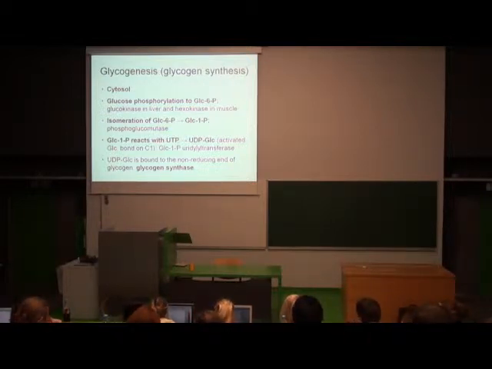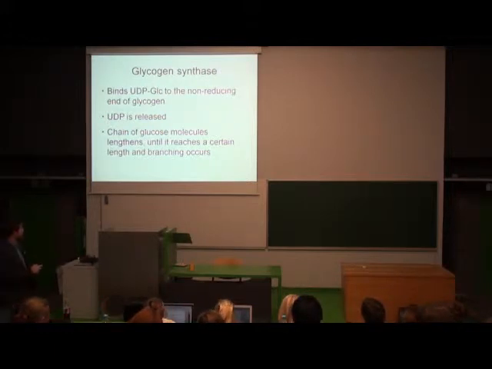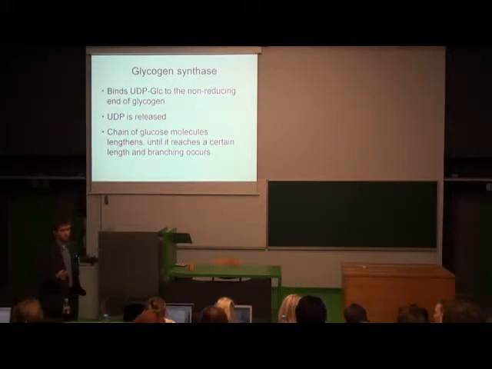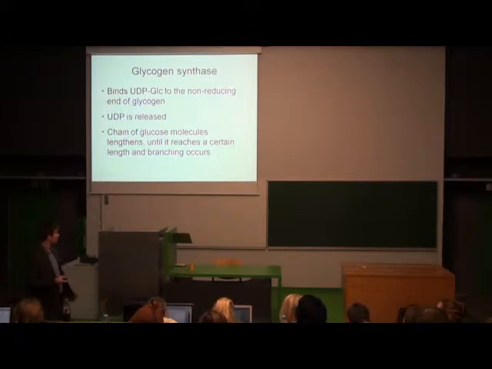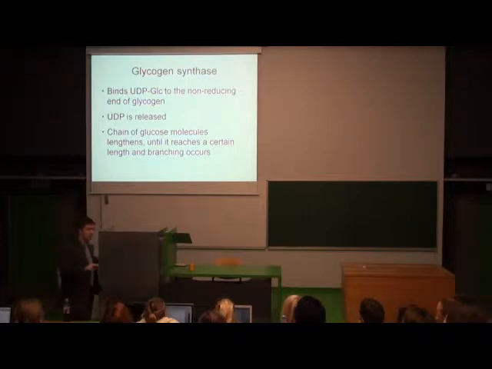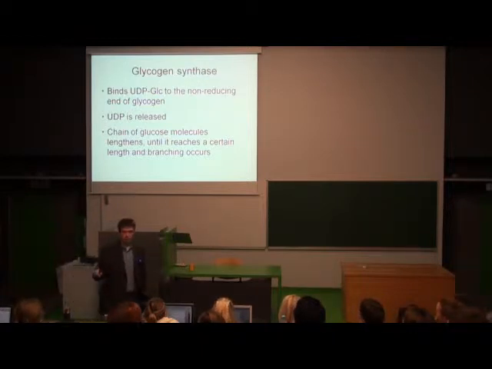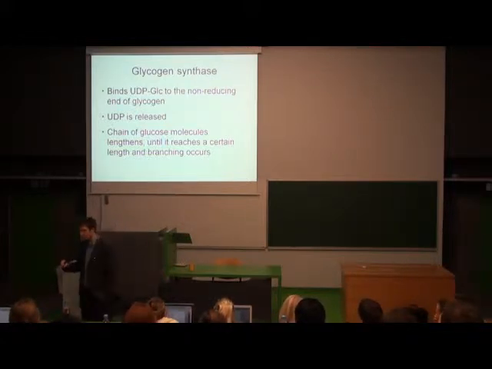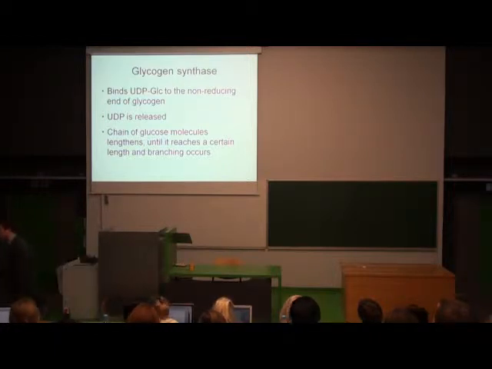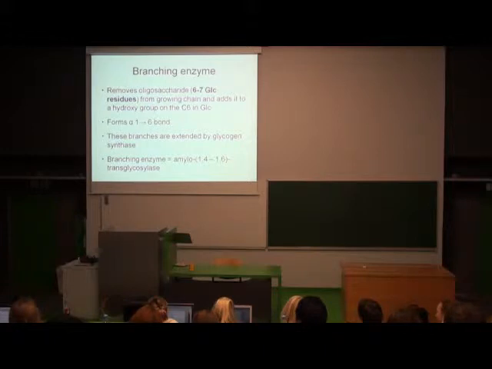So glucose is transferred and the UDP is released from the molecule, and it can be rephosphorylated to UTP to start a new reaction. Glycogen synthase can catalyze only alpha 1 to 4 bonds. But of course in glycogen you also have alpha 1 to 6 bonds for the branching. To catalyze these bonds we need another enzyme, and the enzyme is simply called the branching enzyme.